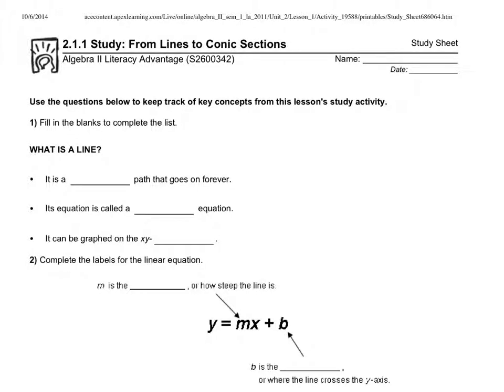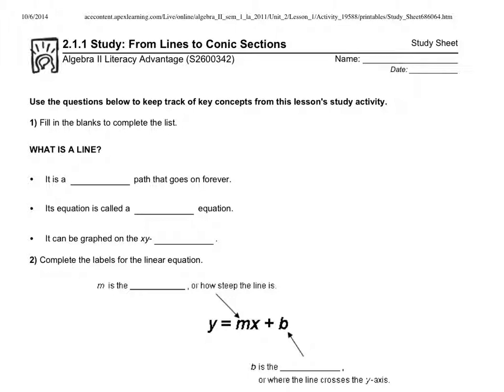So for semester 2 of Algebra 2, we're going to be talking about what we call conic sections. And conic sections are different parts of a cone, and if we were to cut a cone, how we would get those. And so before we start the conic sections, we're going to talk about lines, so we can talk about how we get from lines to conics.